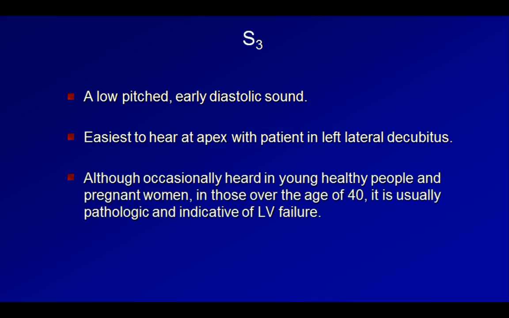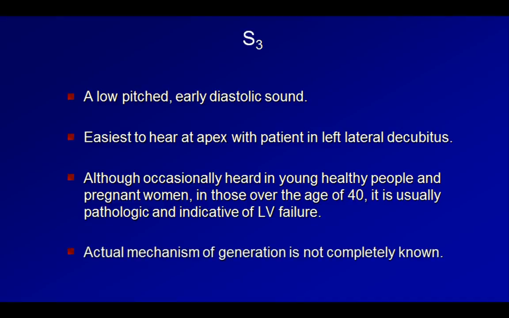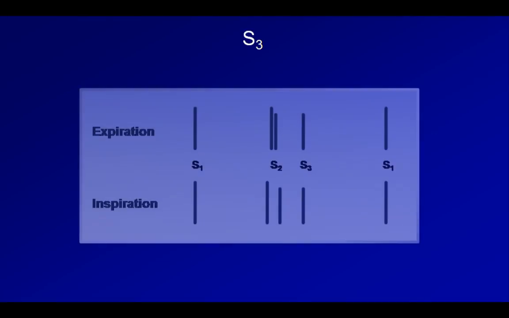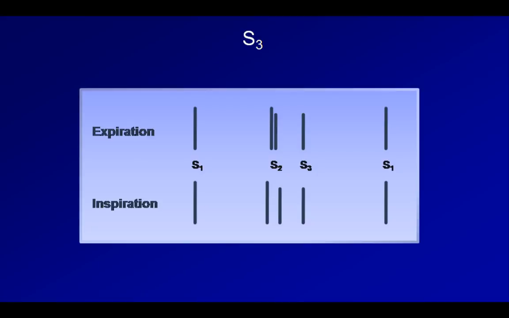Although it is occasionally heard in young healthy people and pregnant women, in those over the age of 40 it is usually pathologic and indicative of left ventricular failure. The actual mechanism by which a pathologic S3 is generated is not completely known, but is probably related to an abrupt deceleration of blood as it attempts to fill a failing ventricle, resulting in vibration of the ventricular walls. Here's a schematic and audio clip of how S3 relates to the other auscultatory components of the heart.